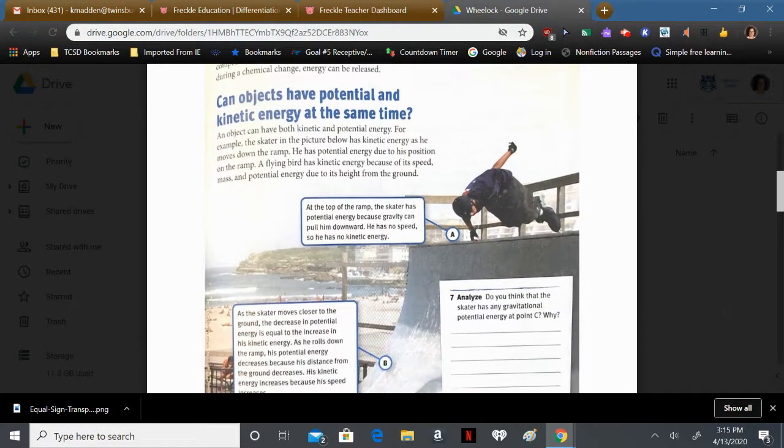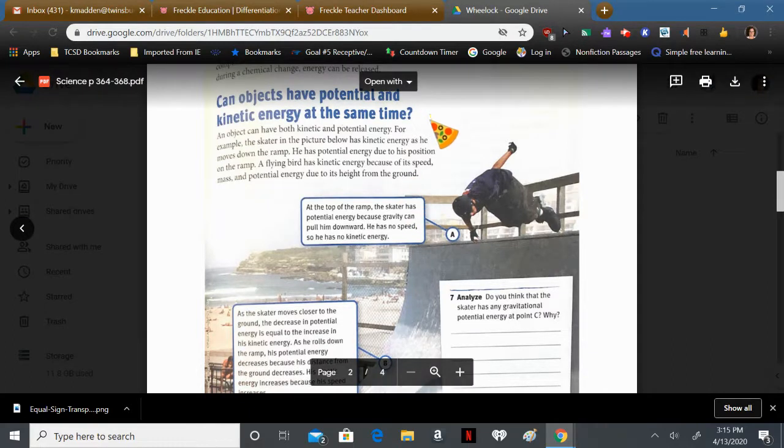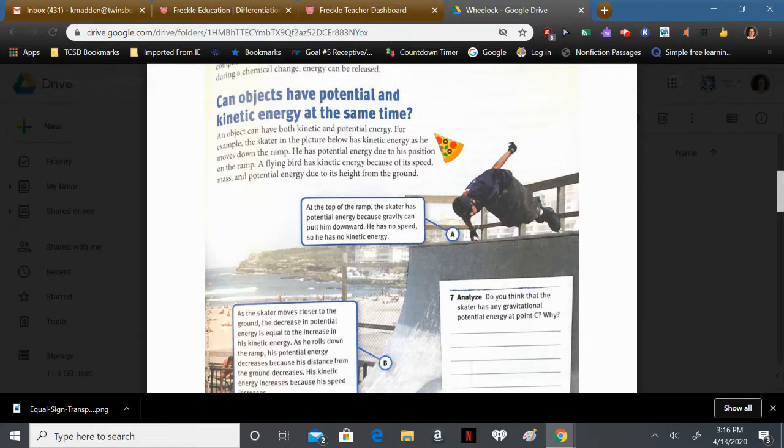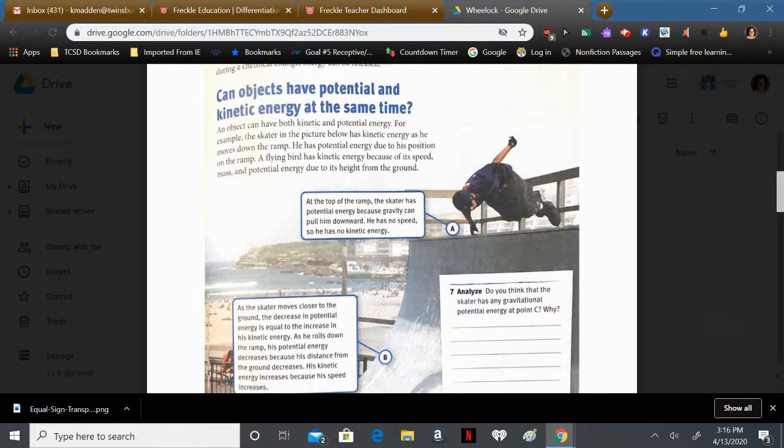Can objects have potential and kinetic energy at the same time? An object can have both kinetic and potential energy. For example, the skater in the picture below has kinetic energy as he moves down the ramp. He has potential energy due to his position on the ramp. A flying bird has kinetic energy because of its speed, mass, and potential energy due to its height from the ground. So let's take a look at this graphic.